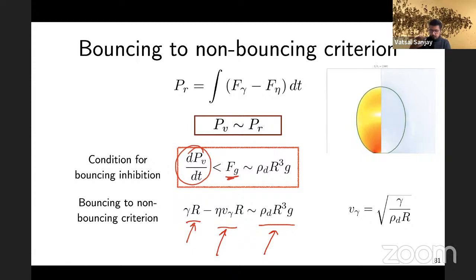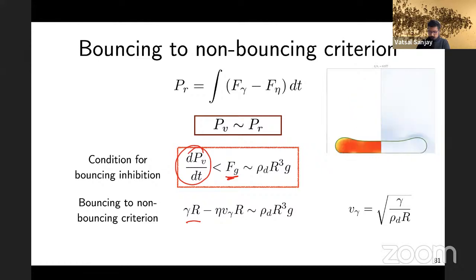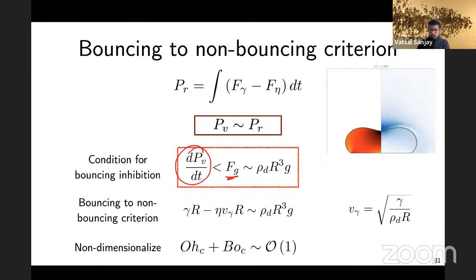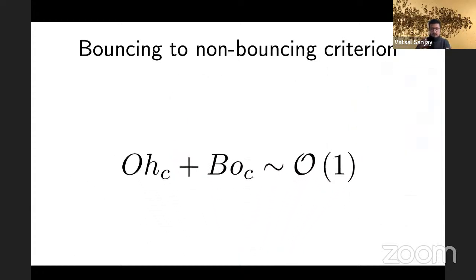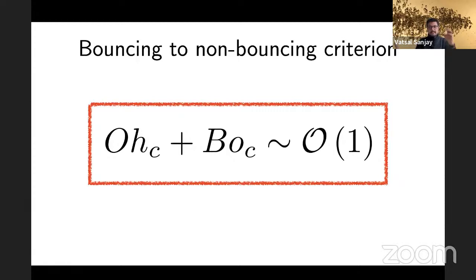And if we now fill in this velocity scale, which is this inertiocapillary velocity, then we end up with this relation, which in the dimensionless form looks very naive. That's basically this critical Ohnesorge number plus the critical Bond number. If that is equal to 1, the drop will not bounce.